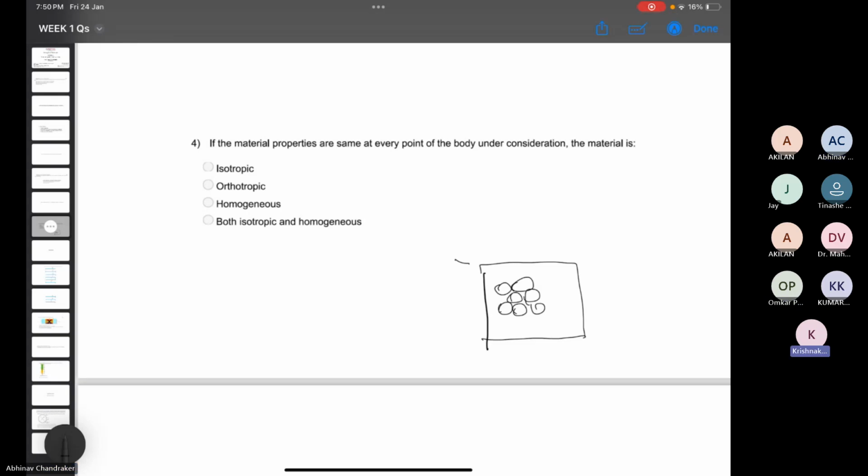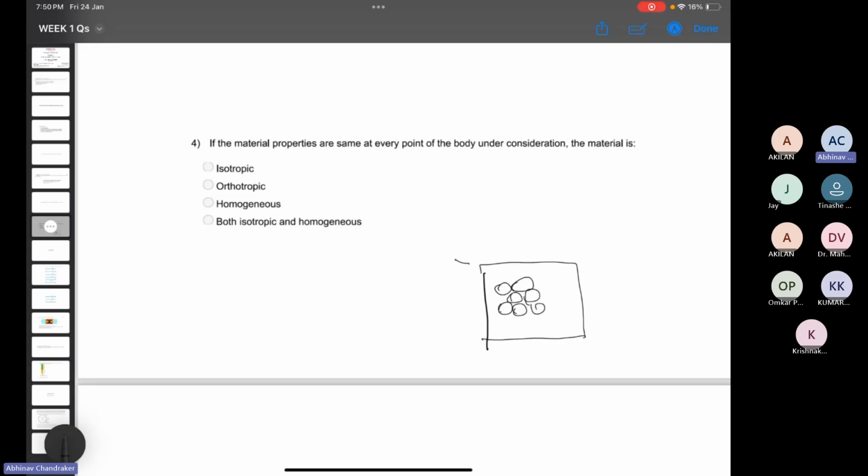Sir, can we have isotropic nature for a heterogeneous material? Like mixing two or more materials and laying them in the same manner, can we have that? Yeah, okay, I get your question. This is a good question that you have asked.